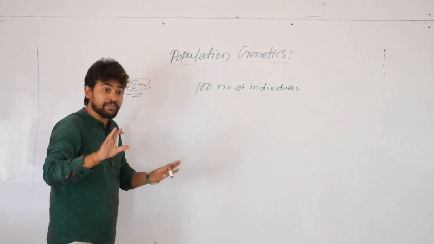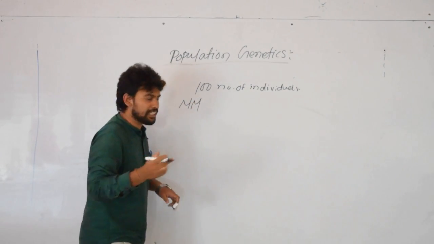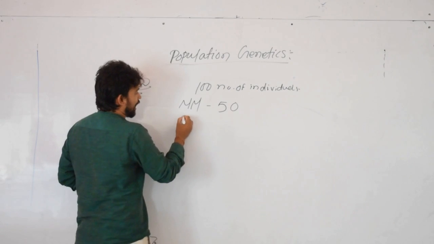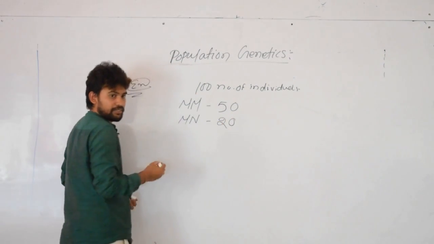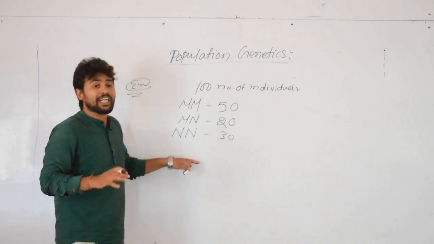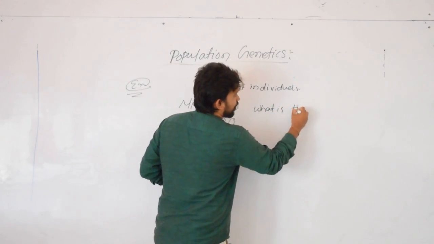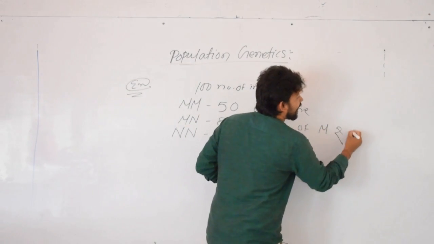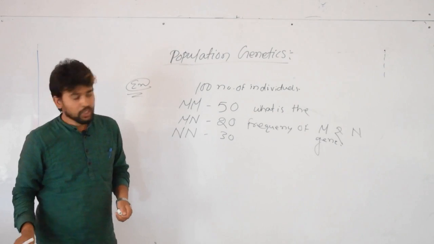Clear? From those 100 individuals, the genotype MM is given as 50, and the hybrid MN is given as 20. Are you getting my points? And the NN blood group is 30. So what is our calculation? The point is, what is the frequency of M and N genes?